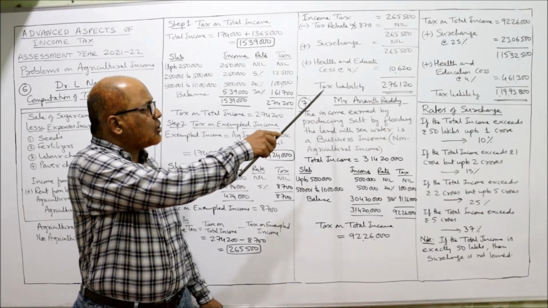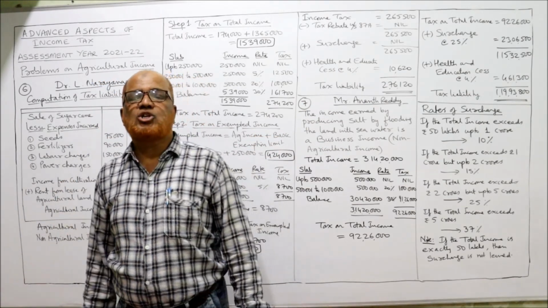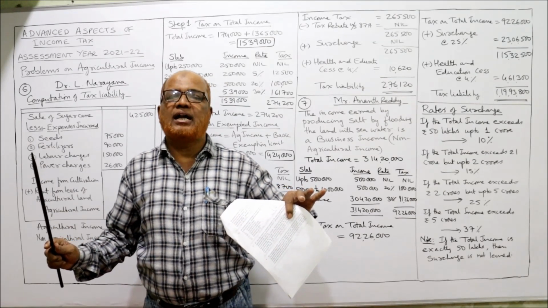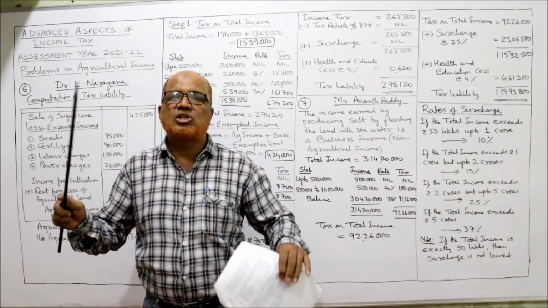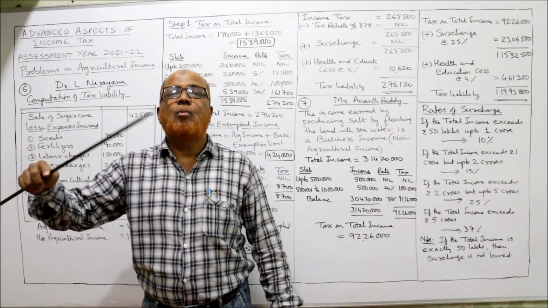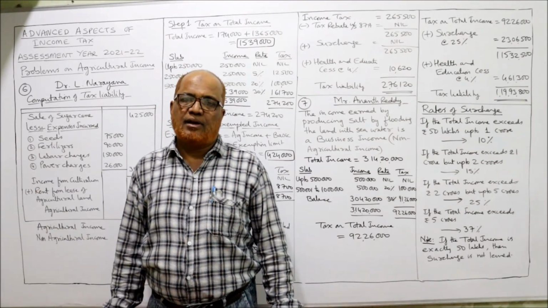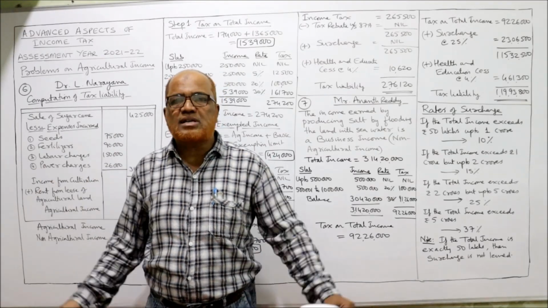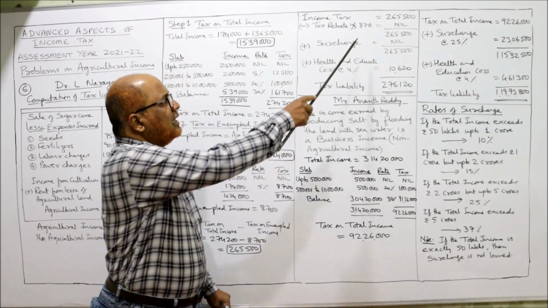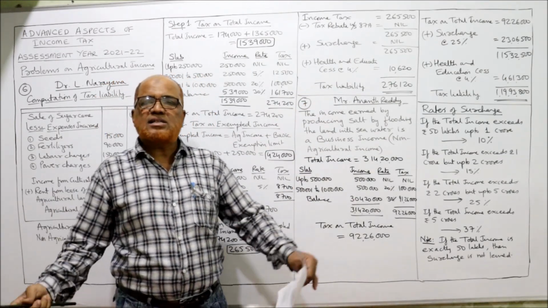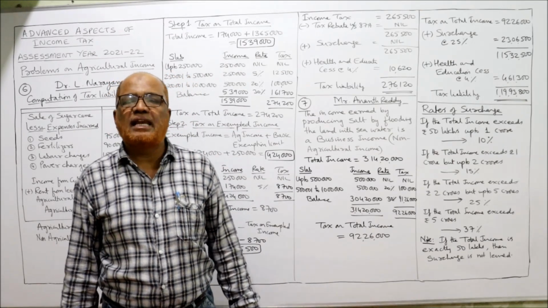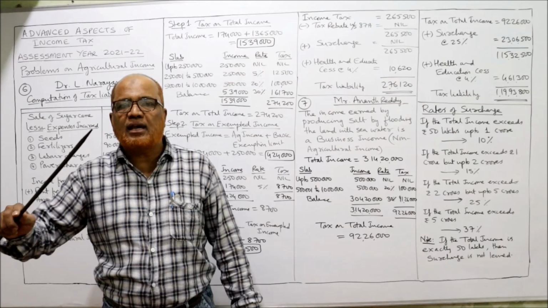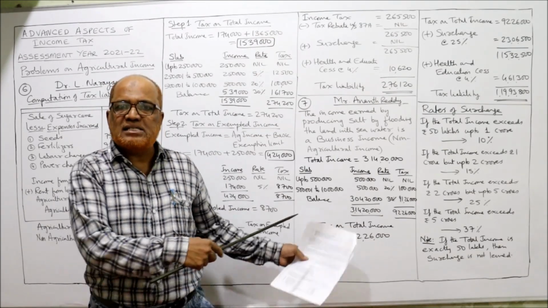So after completing this solution, you must give a note in the examination. The SSC will not get a tax rebate under section 87A because his non-agricultural income is more than 5 lakh. If it is up to 5 lakh rupees, tax rebate will be given. More than 5 lakh rupees, tax rebate will not be given. So, nil. Surcharge: the surcharge will not be applied because his income is less than 50 lakh. Surcharge will apply only if the total income is more than 50 lakh. Here it is less than 50 lakh.